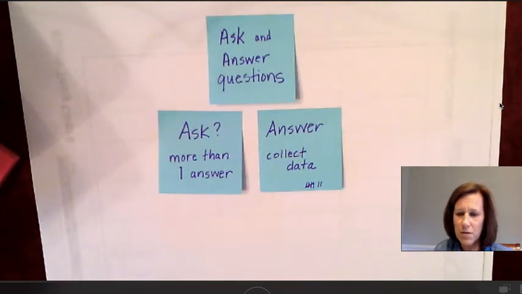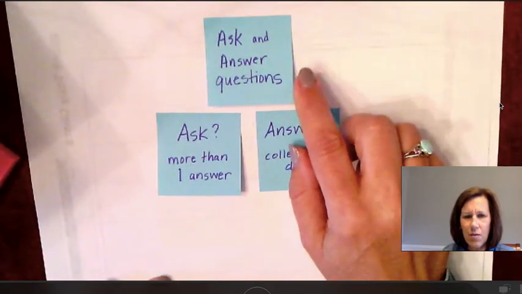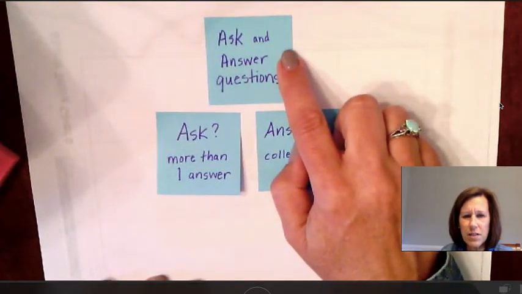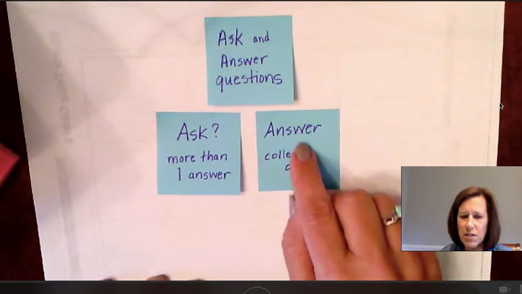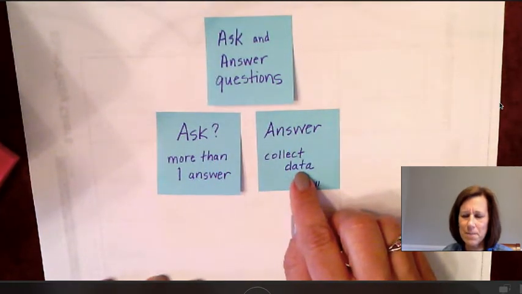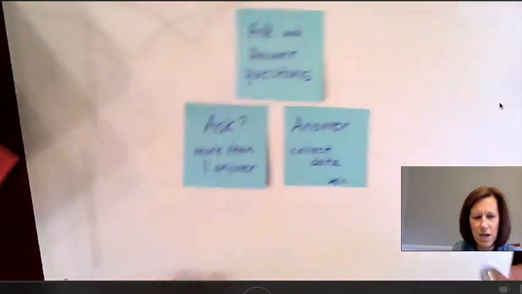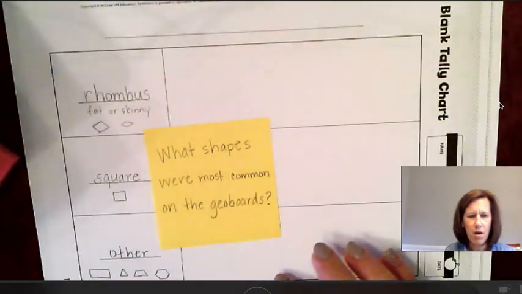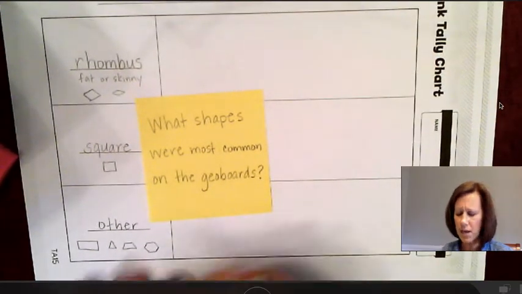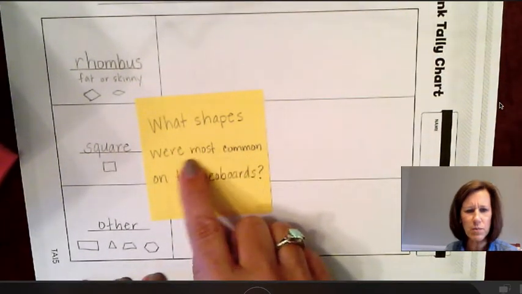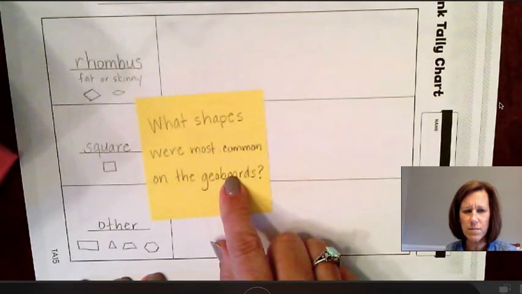or some other type of shape. Today, mathematicians, I want to teach you that we ask questions that have more than one answer, and we answer those questions by collecting data. So just as we were talking about with our geoboards, I could have everyone make a shape and then I would ask what shapes were the most common on the geoboards.